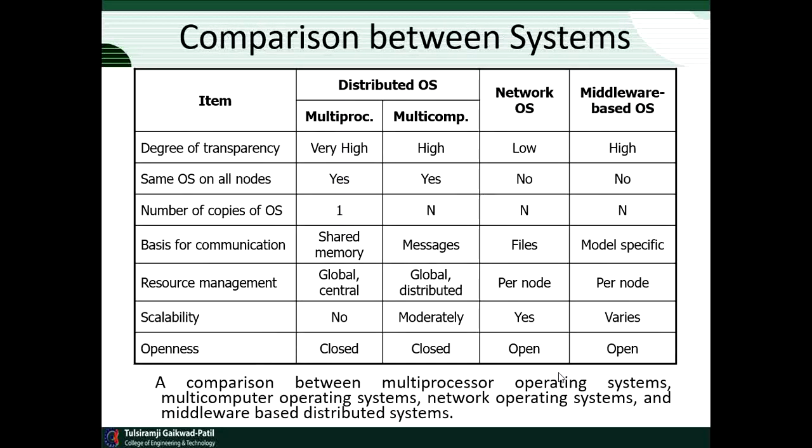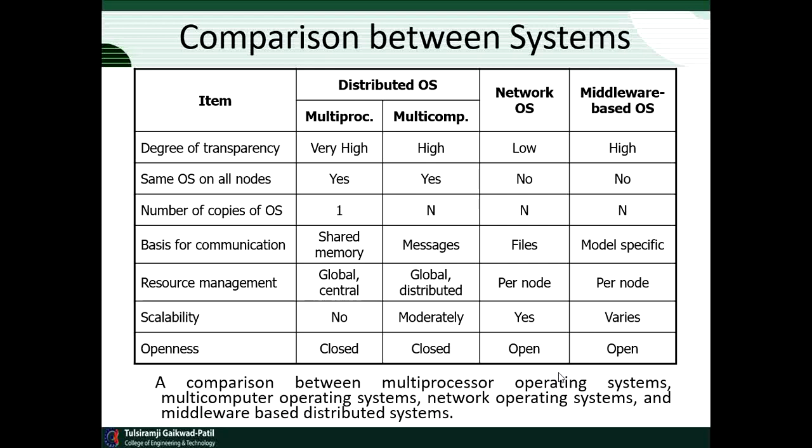Then we will see a comparison between the systems. Here are the distributed operating system types: multiprocessor, multi-computer, network OS and middleware based OS. According to Tanenbaum, we will make the comparison. Degree of transparency in distributed system: multiprocessor very high, then multi-computer very high, then network operating system very low, it is low, and middleware based OS high.